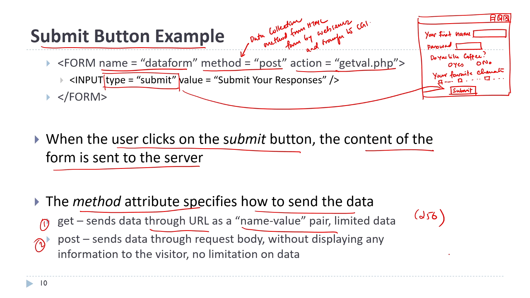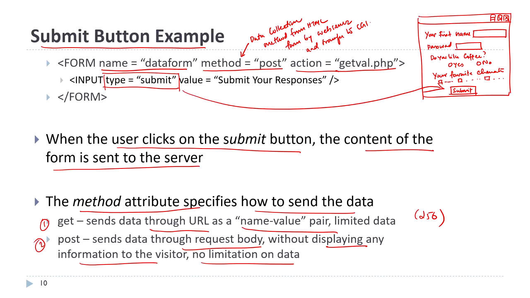So it is sent through the URL, and it is an unsafe mechanism because anybody who sees the URL will be able to identify what the data is. The post method, on the other hand, sends the data through the request body, without displaying any information to the visitor, and there is no limitation on data. So post is preferred over get, purely because you can send a massive amount of data and the user does not get to see it, unlike in get, where you see it through the URL of the system.